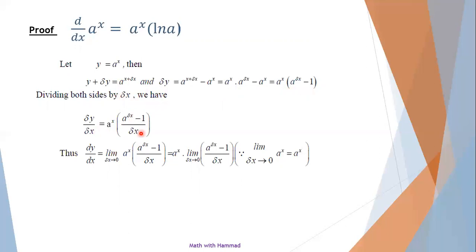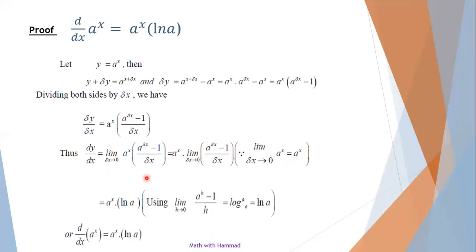The next step is applying the limit. If we apply the limit to the left hand side, it will become dy by dx, and apply the limit to the right hand side, that is limit del x approaches to 0, a raised to power x, a raised to power del x minus 1 over del x. A raised to power x is constant, so constant out. The limit del x approaches to 0 applies on a raised to power del x minus 1 over del x. That's why a raised to power x comes out of the limit.